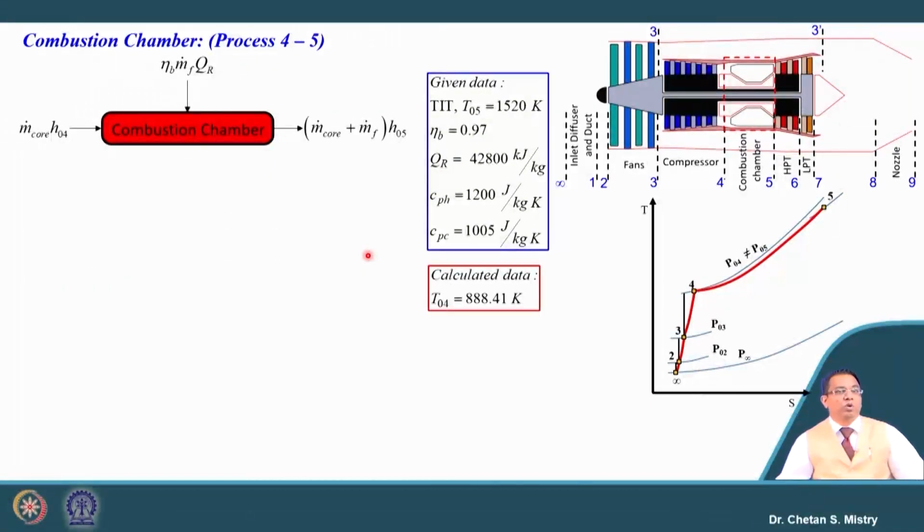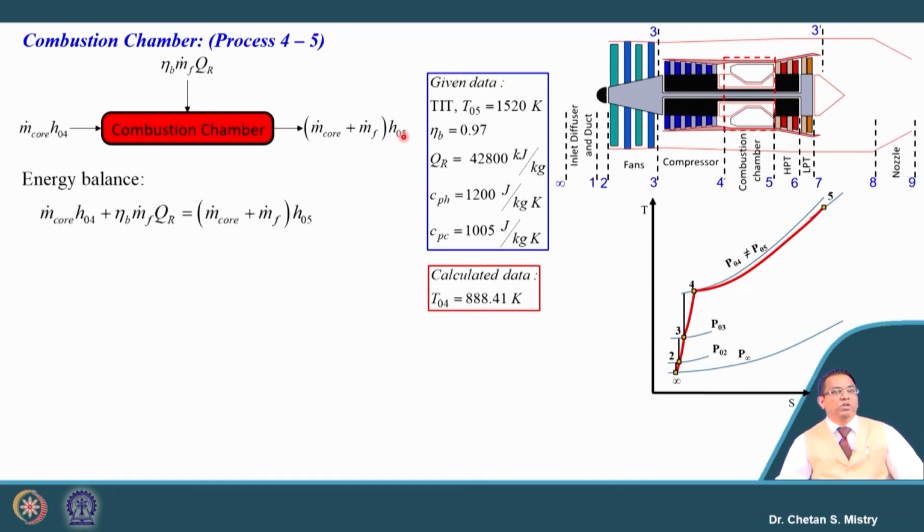Now, in order to calculate the fuel air ratio, we can take the control volume of the combustion chamber. The heat input is m dot core into H04, which is the exit from my compressor, plus the amount of fuel we are injecting into calorific value into burner efficiency. At the exit of the combustion chamber I will have m dot core plus m dot f at 0.5, because this combustion process gives a rise of temperature or rise of total enthalpy.